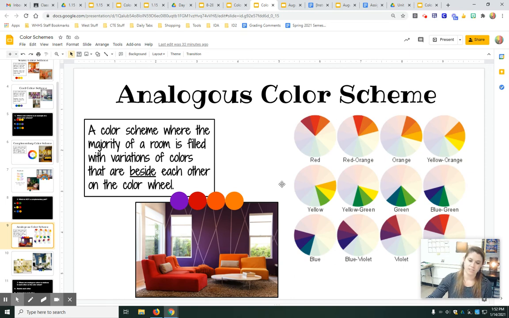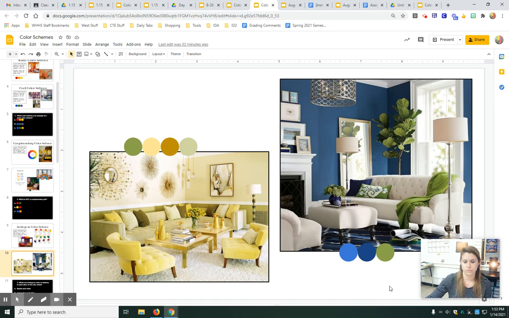So all of these little examples right here are sets of 3 chunks of color at a time going around the wheel that are beside each other. And I would say the rule here could be it's between 2 and 5 colors that are right next to each other. These examples are obviously 3 colors that are beside each other. And this room is 4 colors that are beside each other. Orange, red, and red-purple make up this room. They are all right beside each other, and it's all analogous.